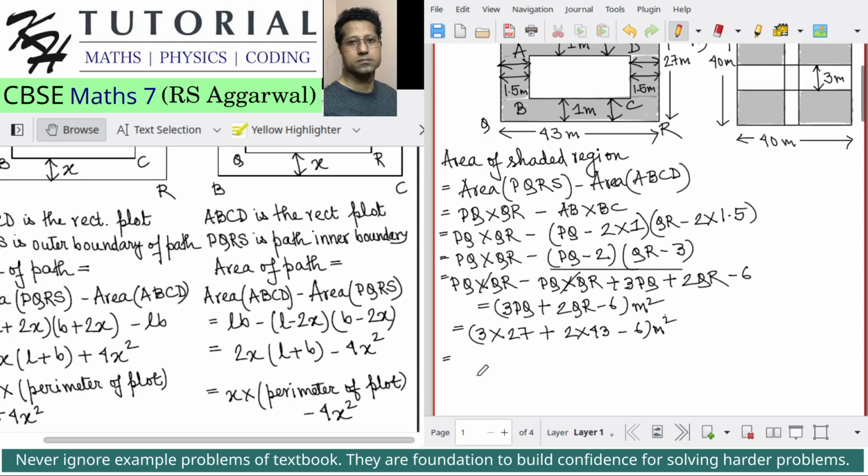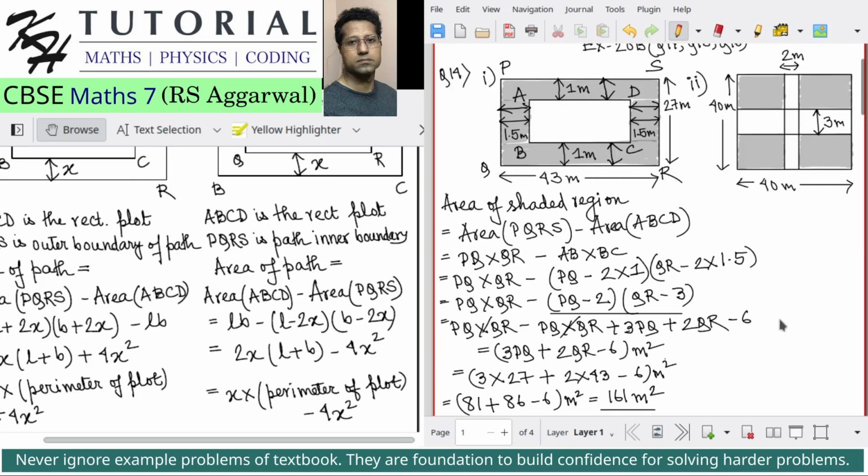This is equal to 81 plus 86 minus 6 meter square, and this is equal to 161 meter square. So the area of the shaded region is 161 meter square. So this was for figure 1.